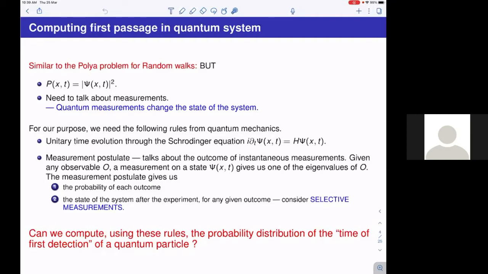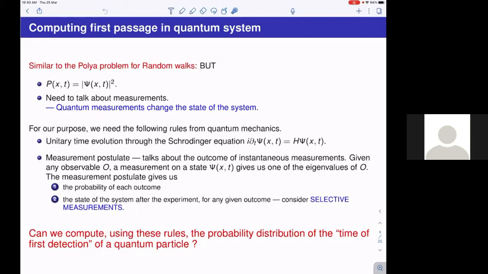But one big difference from the random walk is that in this case we have to talk about measurements, and whenever we make measurements in a quantum system, it changes the state of the system, right? So this is very different from a random walk. For a random walker, if we don't detect a particle at some measuring site, it doesn't affect the particle's dynamics. But for a quantum system, it makes a big difference.